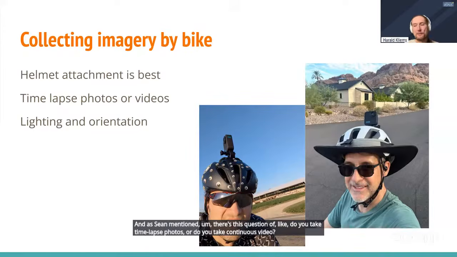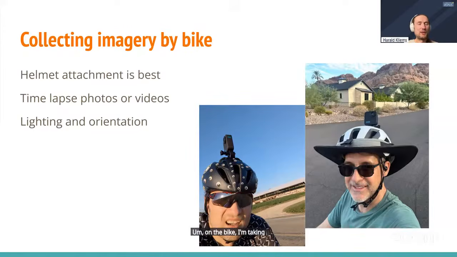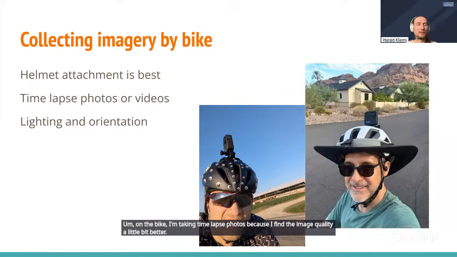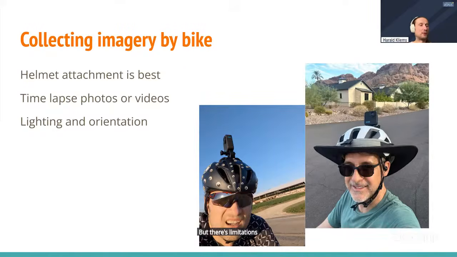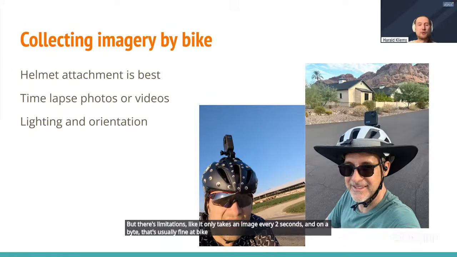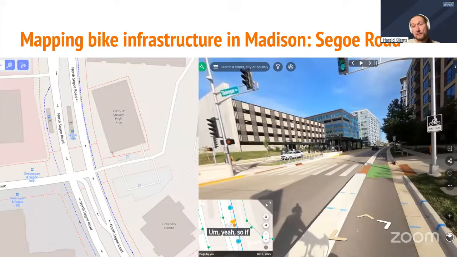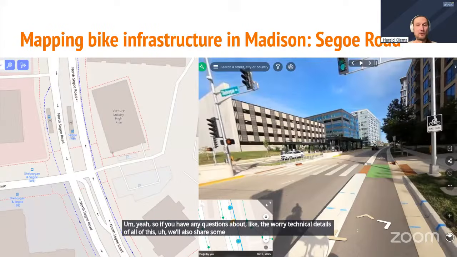On the bike, I'm taking time-lapse photos because I find the image quality a little bit better, but there's limitations, like it only takes an image every 2 seconds. And on a bike, that's usually fine at bike speeds, but in a car, you couldn't do that. Yeah, so if you have any questions about the gory technical details of all of this, we'll also share some links to some resources, but feel free to use the Q&A for that.